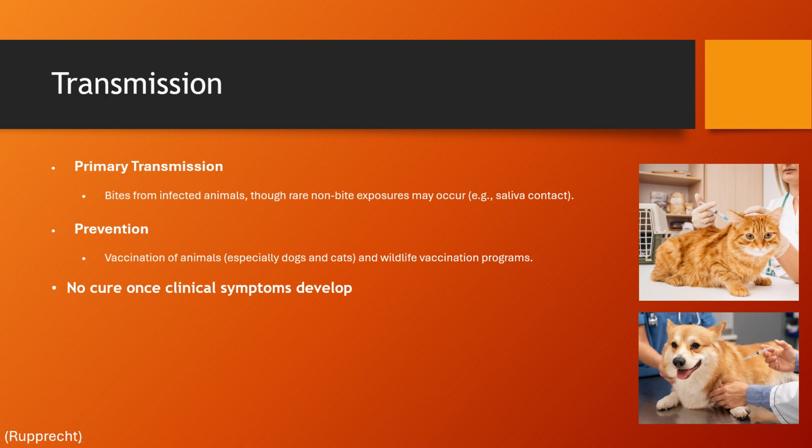Transmission can be prevented by vaccinating susceptible animal species, especially dogs and cats, which has greatly reduced human rabies cases in certain areas. In regions with high wildlife rabies, such as the United States, oral vaccination programs for wild animals help control the disease. In addition, there is no cure once clinical symptoms develop.